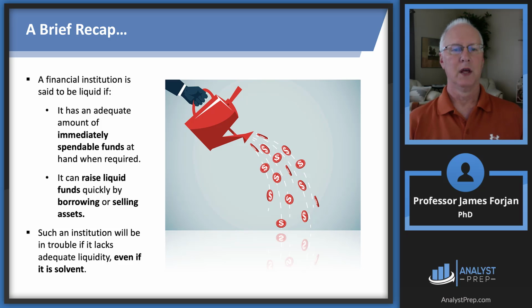So let's start with just a brief recap of what we talked about in that previous chapter. And so this is a really simple slide. A financial institution is considered to be liquid if it has an adequate amount of immediately spendable funds at hand when required. And maybe there should be an and or in there, it can raise liquid funds quickly by borrowing or selling assets. Even if a bank or a financial institution is solvent, it can still be considered to be in financial difficulty if it lacks adequate liquidity.